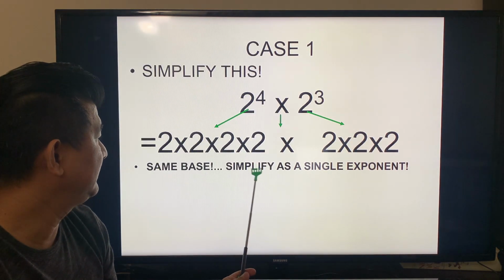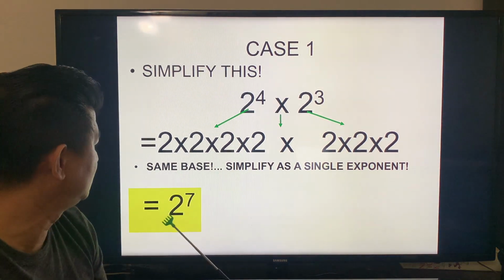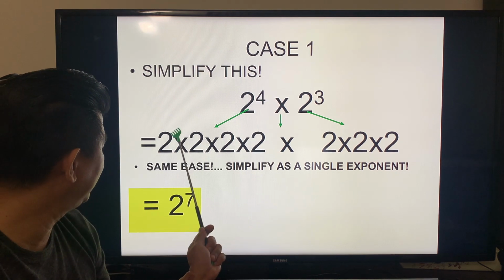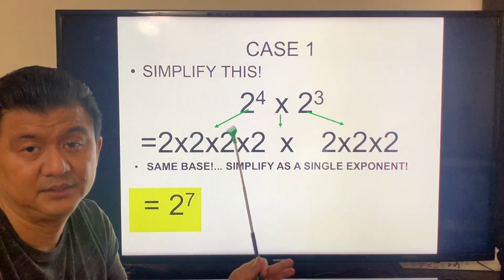Same base, simplify as a single exponent. Yes, it's possible. So therefore, I write 2 to the, how many 2's do I have? 1, 2, 3, 4, 5, 6, 7. So I wrote 7. Easy.